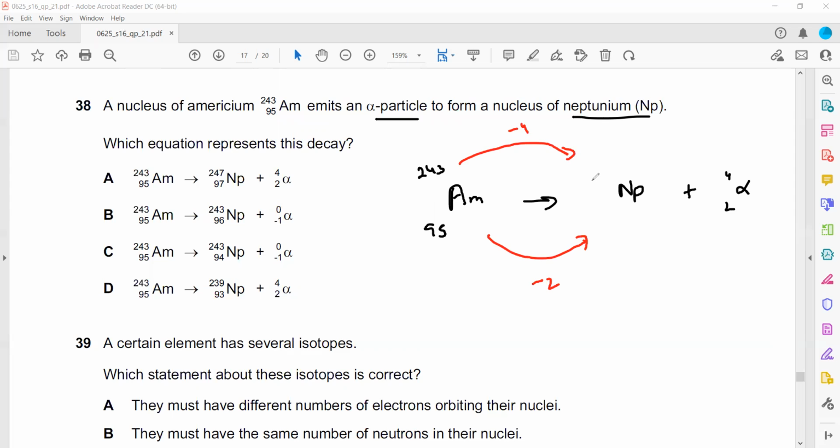So atomic mass decreases by 4 and atomic number decreases by 2. So it is 243. What is 243 minus 4? That equals 239. And 95 minus 2, so it will become 93. So it matches with option D.